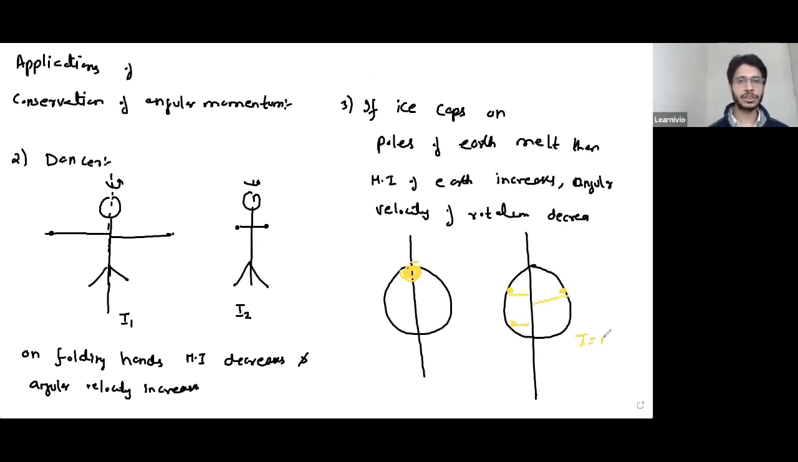And moment of inertia is mr square. It depends upon the separation from the axis. That's why if the ice caps, all the ice on the North Pole and the South Pole, melts, then due to the distribution of mass, moment of inertia will increase. And eventually the angular velocity of rotation will decrease.